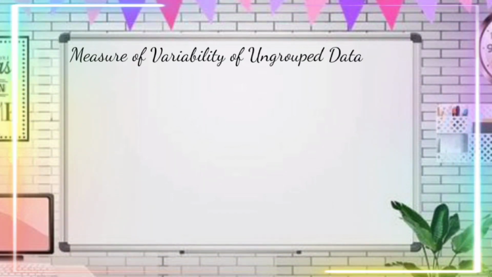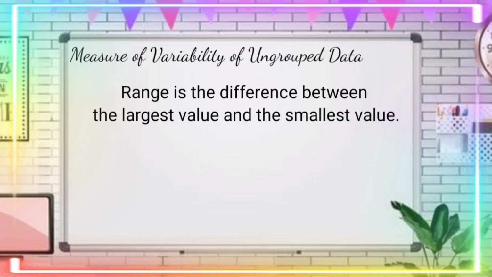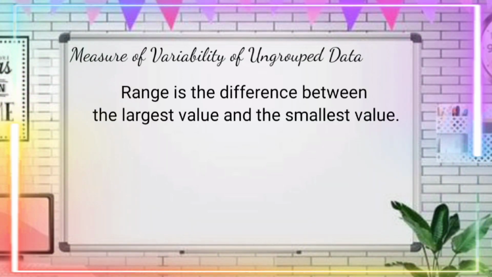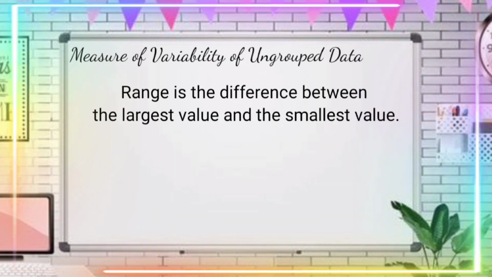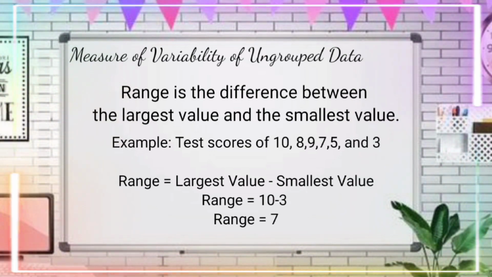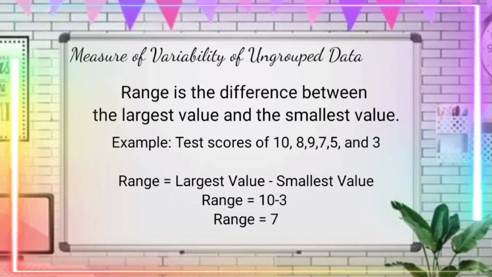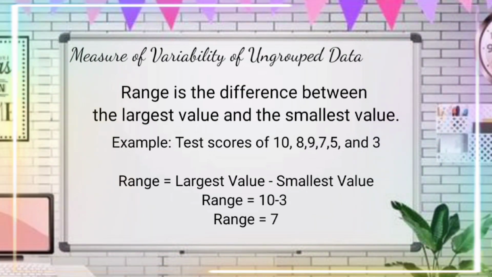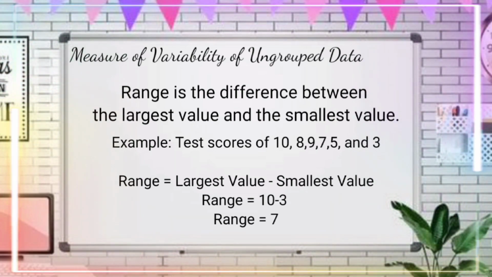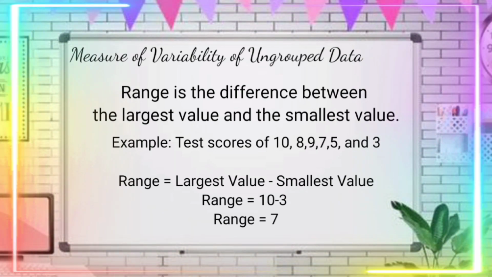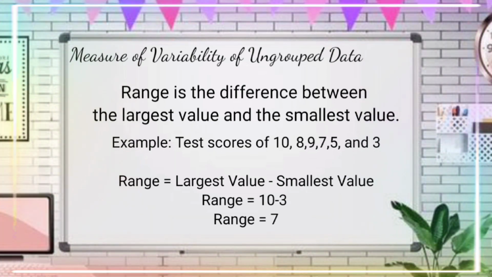Let's start with the measure of variability of ungrouped data. Range is the difference between the largest value and the smallest value. To solve for the range for ungrouped data, for example, test scores of 10, 8, 9, 7, 5, and 3, subtract the smallest value, which is 3, from the largest value, which is 10. Therefore, the range is 7.